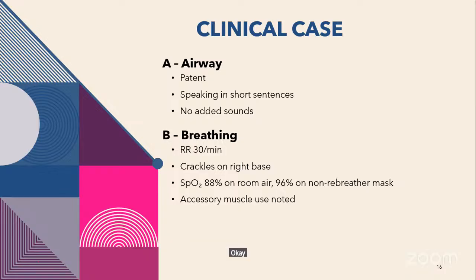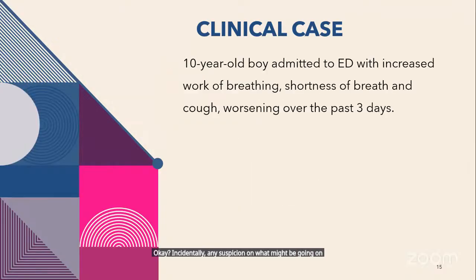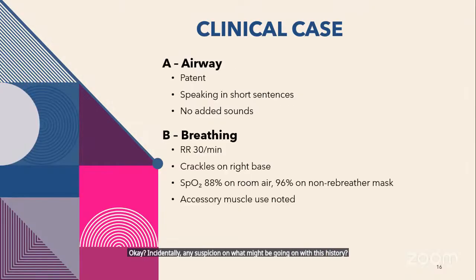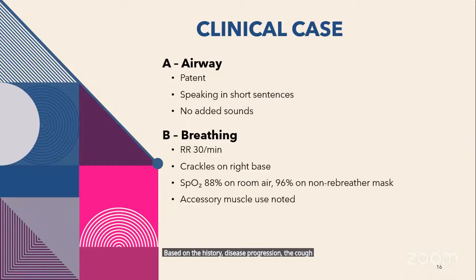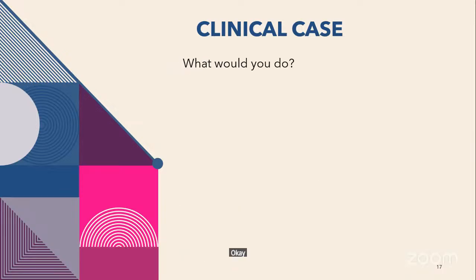Okay. Incidentally, any suspicion on what might be going on with this history and this presentation? Any suggestions what it might be? Perfect. I agree. It looks like a community-acquired pneumonia, based on the history, his disease progression, the cough, etc., the findings on auscultation, and the fact that there's an oxygenation and work of breathing issue. Okay? What would you do?